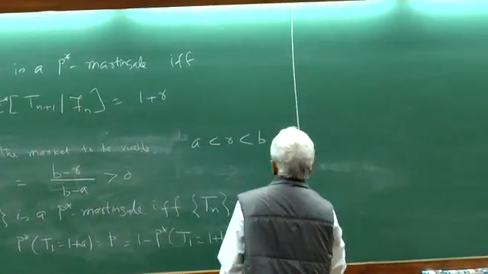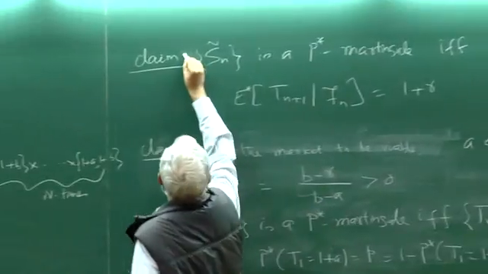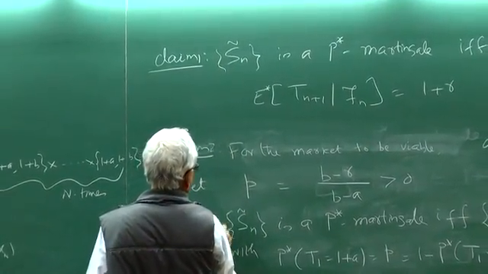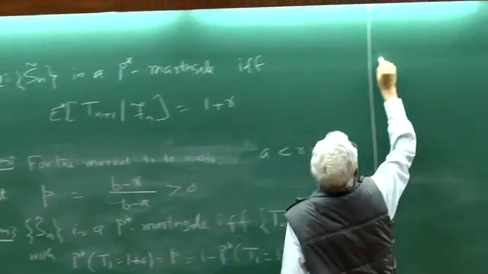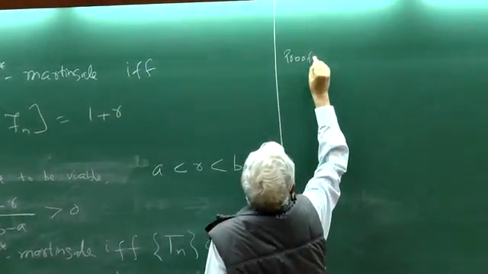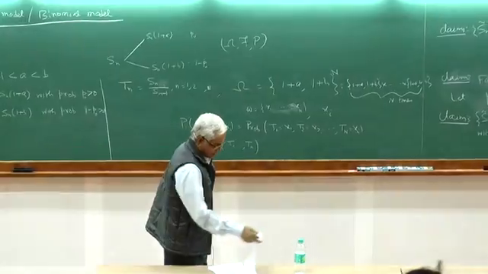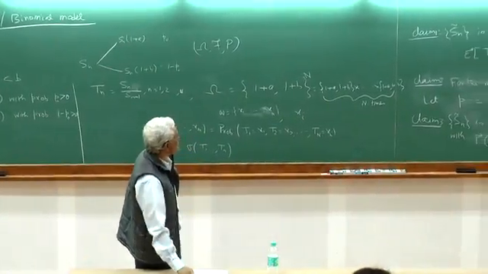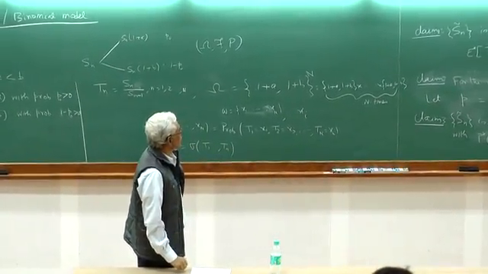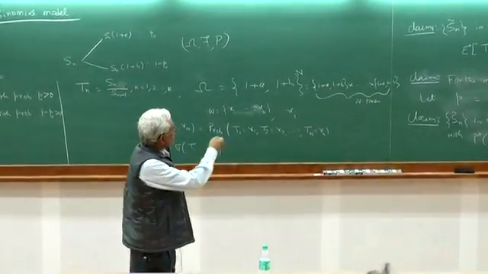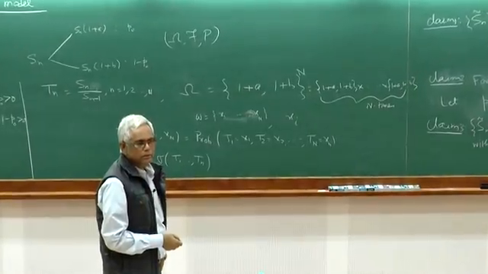So, proof of the third claim. If you want to call them claim 1, claim 2, claim 3, I am now proving claim 3. Now, I have to use the previous claims. So Sn is a P star martingale, right?